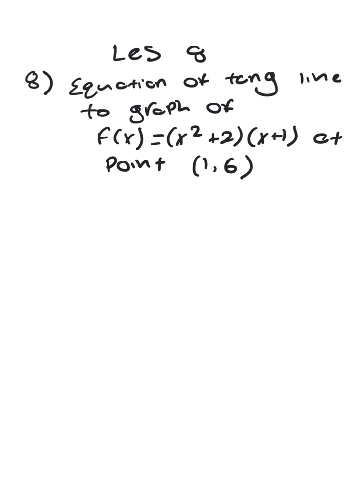Here we start off with the equation of the tangent line to the graph of f of x equals x squared plus 2 times x plus 1 at point 1, 6. First we must simplify this slope equation here. x squared times x is x cubed, and then x squared times 1 is x squared. 2 times x is 2x, and 2 times 1 is plus 2.